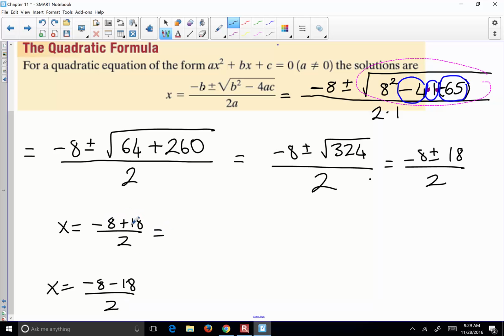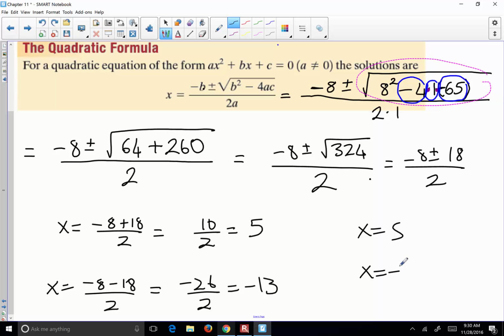Add minus 18 and positive 18, making 10. Divide by 2, result 5. Add minus 5 and minus 18, minus 26. Divide by 2, minus 13. And we're done. x equals 5, x equals minus 13.